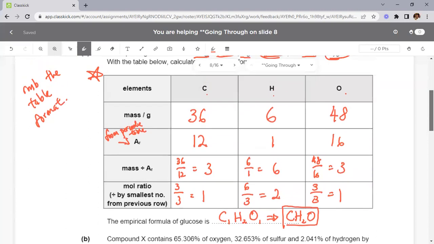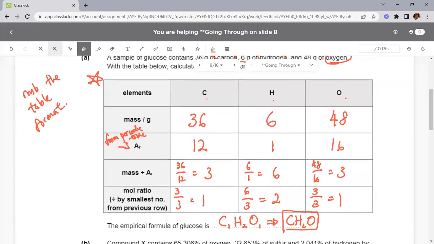Okay, so take some time now to digest. Take a look at this. I'll give you about 10 seconds to relook at this example and see how we went about doing this. Okay, so now let's continue with the next question.